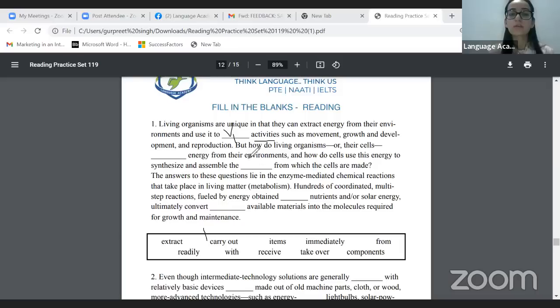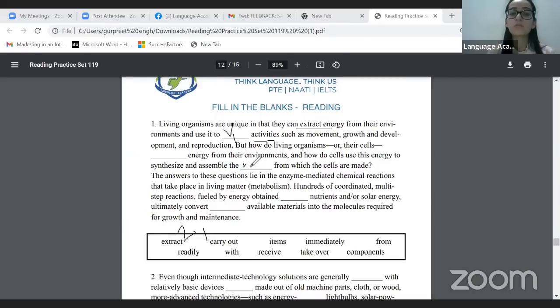Carry out activities. But how do living organisms dash energy from their environment? So this was the topic itself that they were talking about, extracting energy. So we'll go with the same, but how do they extract energy? So it's not receive, because receive is you're sitting and somebody is giving it to you. So you are receiver. But extracting means you are making the effort to get it out. So how are they able to extract energy from their environments, and how do cells use this energy to synthesize and assemble the dash from which the cells are made?